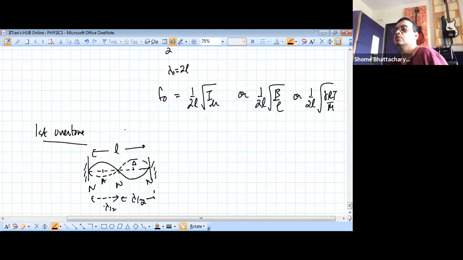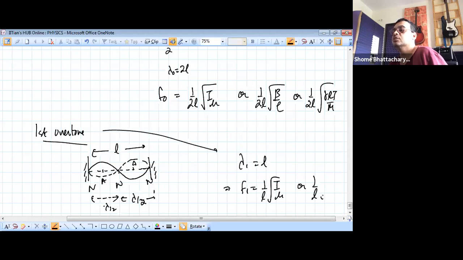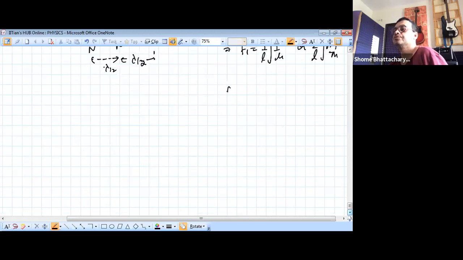So in the first overtone mode, your lambda is becoming equal to L. So the frequency is becoming 1 by L square root T by mu, or 1 by L square root of gamma RT by M in the case of the open organ pipe. So you can see that the first overtone is becoming double of the fundamental. Right, this is clear, Peter?